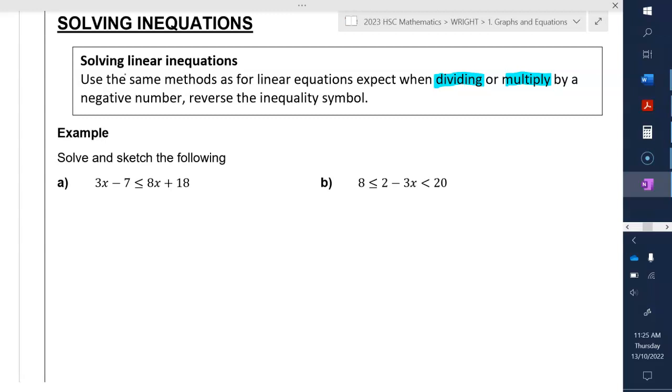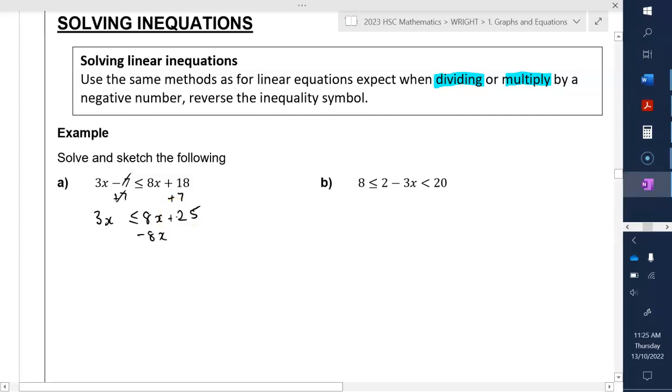Okay, so we're going to get the x's onto one side, our numbers onto the other side. So we're going plus 7 both sides. I'm going to end up with 3x is less than or equal to 8x plus, what do we got? 25. I'm going to go minus 8x, minus 8x. We get minus 5x is less than or equal to 25. So I've basically got the x's over to the left, the numbers to the right. If you had wanted to, so you didn't get a minus on that side, you could have taken the minus 3 across to the other side and brought the 18 over. Either way, you're going to end up with the same answer at the end.